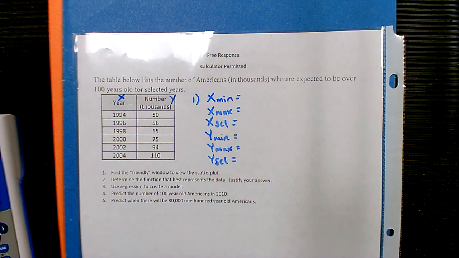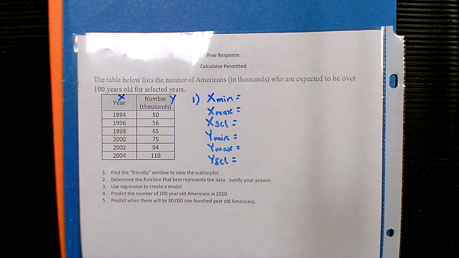Now this is a little kind of tricky. When you see 1994, to us, people, that's a year value, right? But when you see 1994, what do you think your calculator sees or understands that to be? Good, Marie? It's 1,994. That's a very large x value, isn't it?